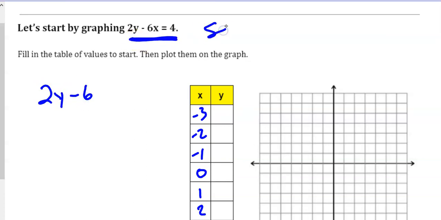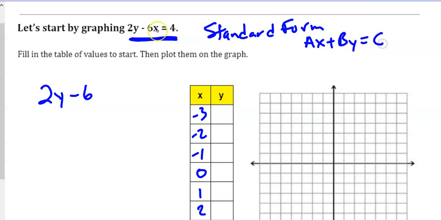This is what we call almost standard form. It's pretty close. I would just switch the x and the y. So it would be ax plus by equals c. So if we just flip-flop this, it'd be negative 6x plus 2y equals 4. That's standard form. Sometimes in standard form, they have it equal to 0, so the 4 would be on the other side. And we're not going to get into that too much right now. We're just going to plug it in as is and solve.